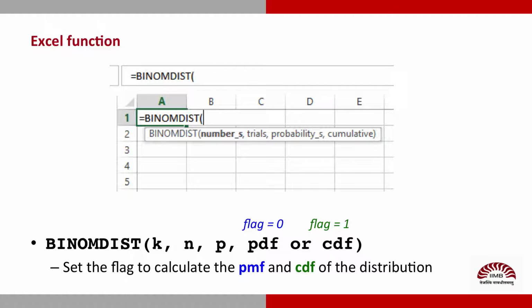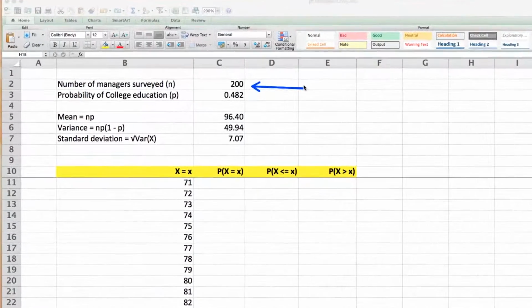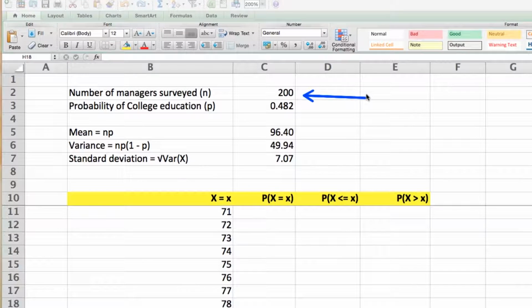This takes in 3 parameters. Let's start with Lisa's suggestion to survey 200 managers. What we will do is calculate the PMF as well as the CDF by setting the last parameter of binomdist to 1. I'm going to start with Lisa's suggestion of upping the sample size to 200. This is the probability P of a manager having college education, that's 48.2%.